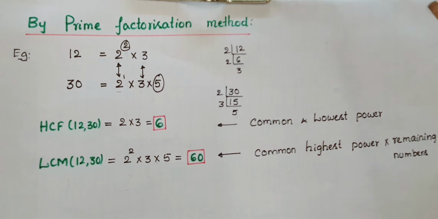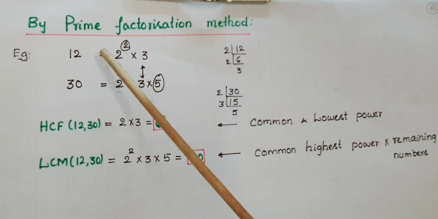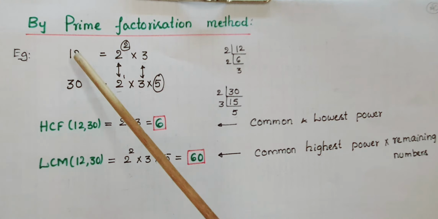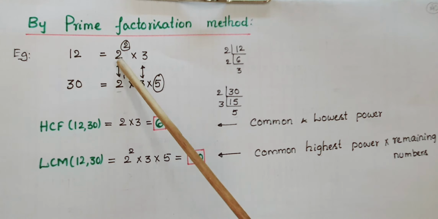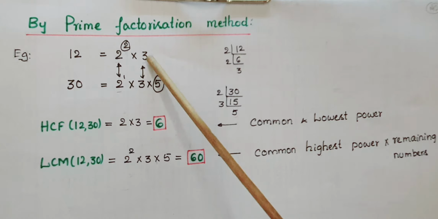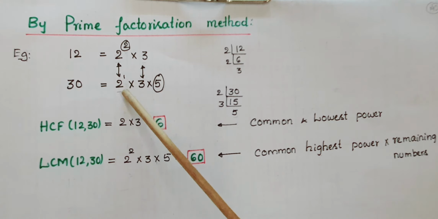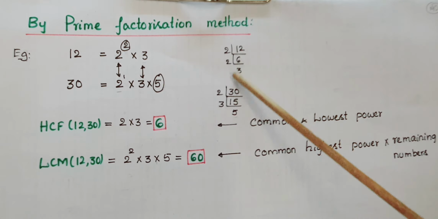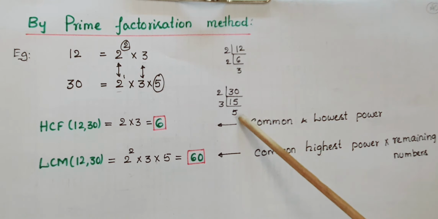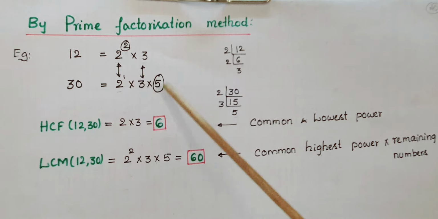Now I am going to tell how to find HCF and LCM by using the prime factorization method or fundamental theorem. First express the composite numbers as a product of prime factors. So 12 you can express as 2 square into 3, and 30 you can express as 2 into 3 into 5. You can factorize like this and write the prime factors here.